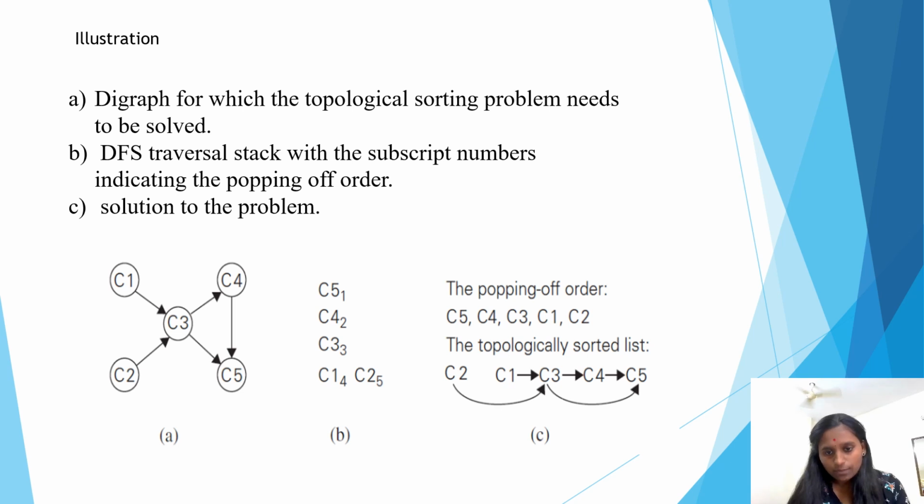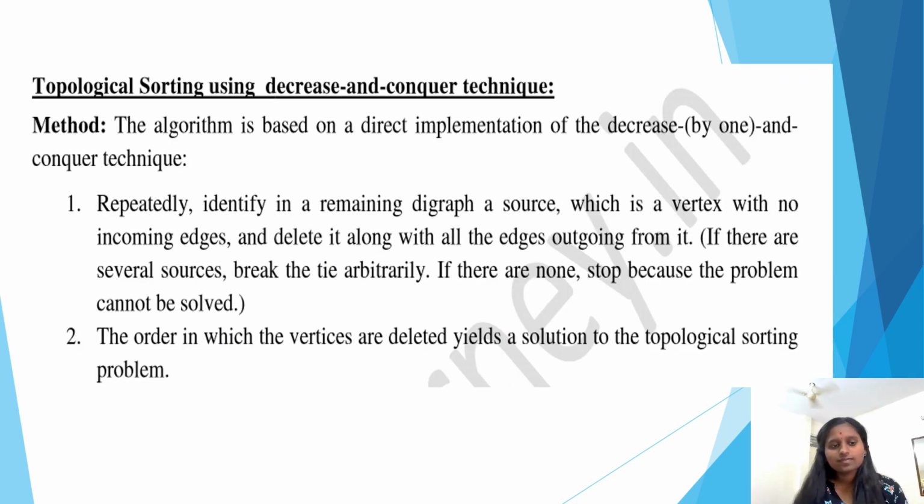C2 to C3, then C3 to C5, and no need to visit C5 to C4, like we don't have arrow marks there, so we traverse back to C3, then C3 to C4. So C3 to C4 we visited, then C1 we have visited. This is the required solution for this problem. I hope you will understand.